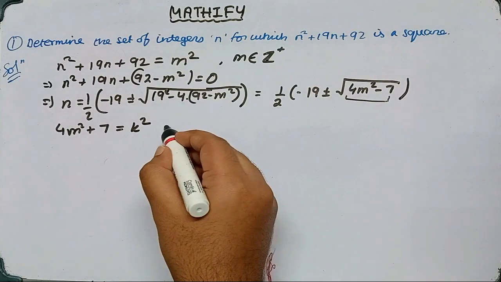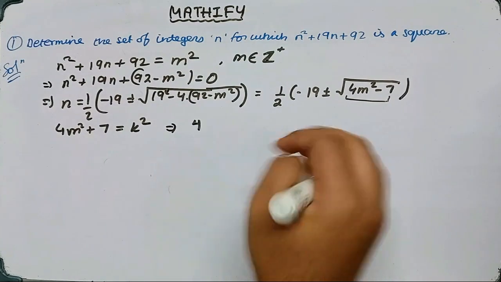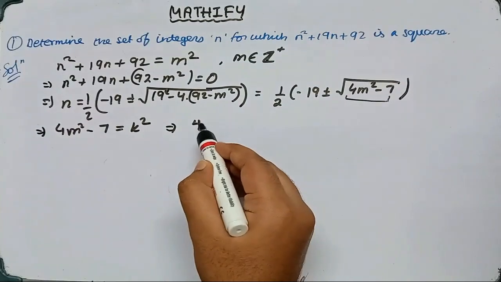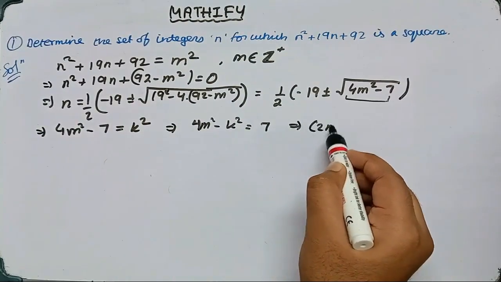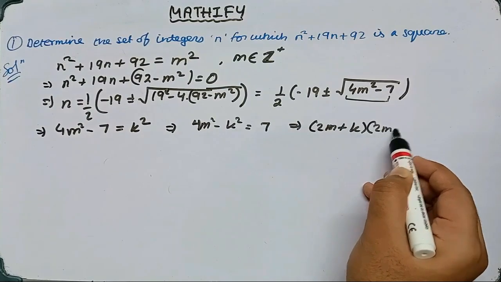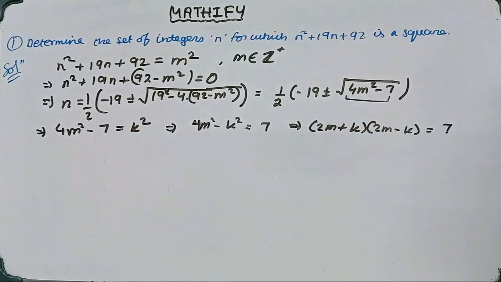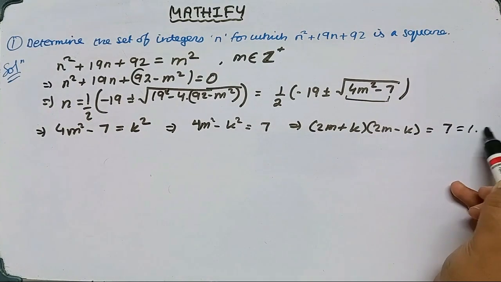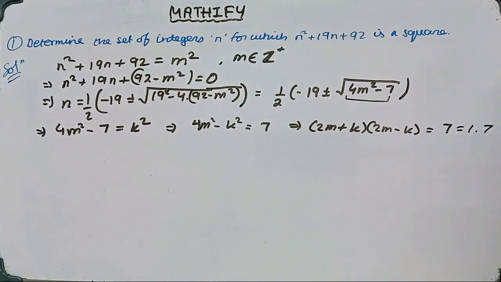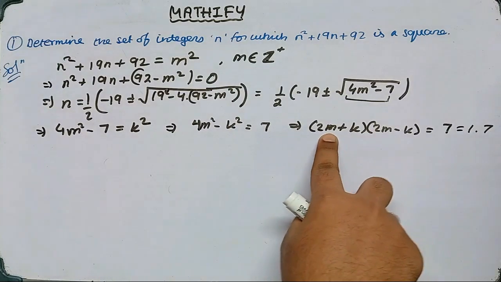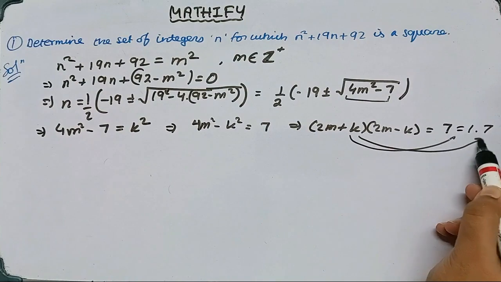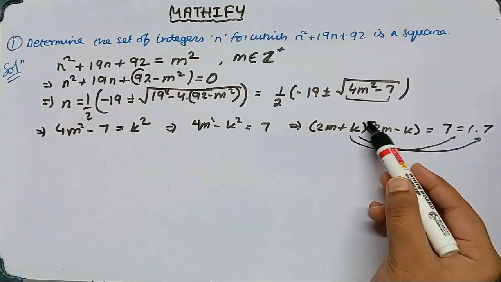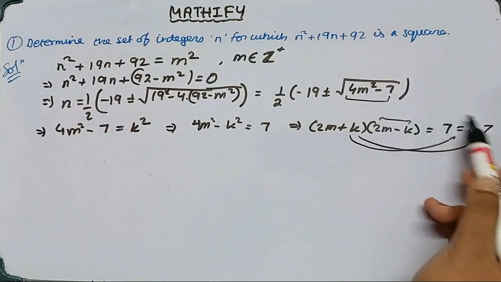Okay, then what I can do is I can transpose, I'm sorry, it is minus 7, then I can transpose k square to LHS and 7 to RHS, and I can write (2m plus k)(2m minus k) is equal to 7. Okay, now 7 is a prime number, therefore it can have only one decomposition, which is 1 into 7. So arbitrarily I can choose 2m plus k to be equal to 1, or I can choose 2m plus k to be equal to 7. In each case, the other term, the other bracket will take up the remaining numbers.